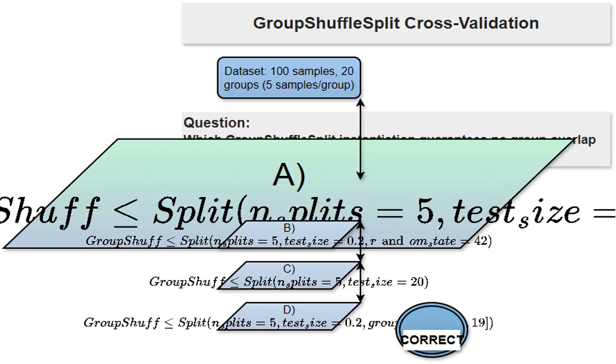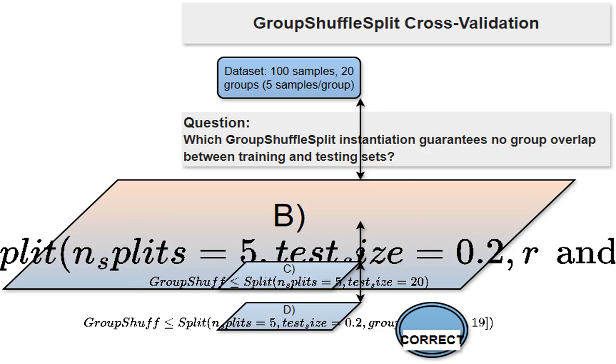This option attempts to create 5 folds with 20% of the data in the test set each time. However, it misses a crucial parameter, groups. Without specifying the groups, GroupShuffleSplit can't guarantee no group members will be separated. It's like trying to assign students to teams without knowing their family relationships. You'll likely end up with siblings on different teams.